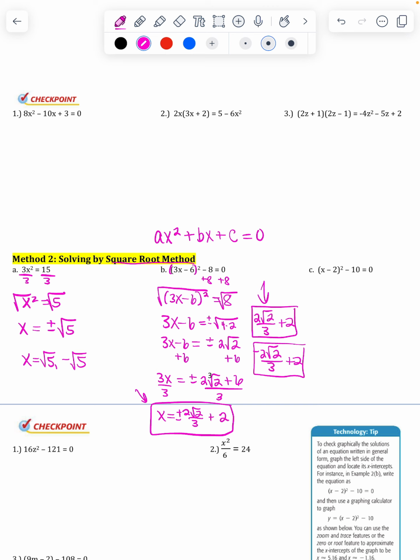And then part C, same idea. We're going to add 10 to both sides to isolate this. X minus 2 squared equals 10. Let's undo the square by taking the square root. Now here's the new thing. When we square root something, we have to include this plus or minus at this point. The square root of 10 is going to stay the square root of 10. I can't simplify that. I would add 2 to both sides, and I would get x equals plus or minus the square root of 10 plus 2.